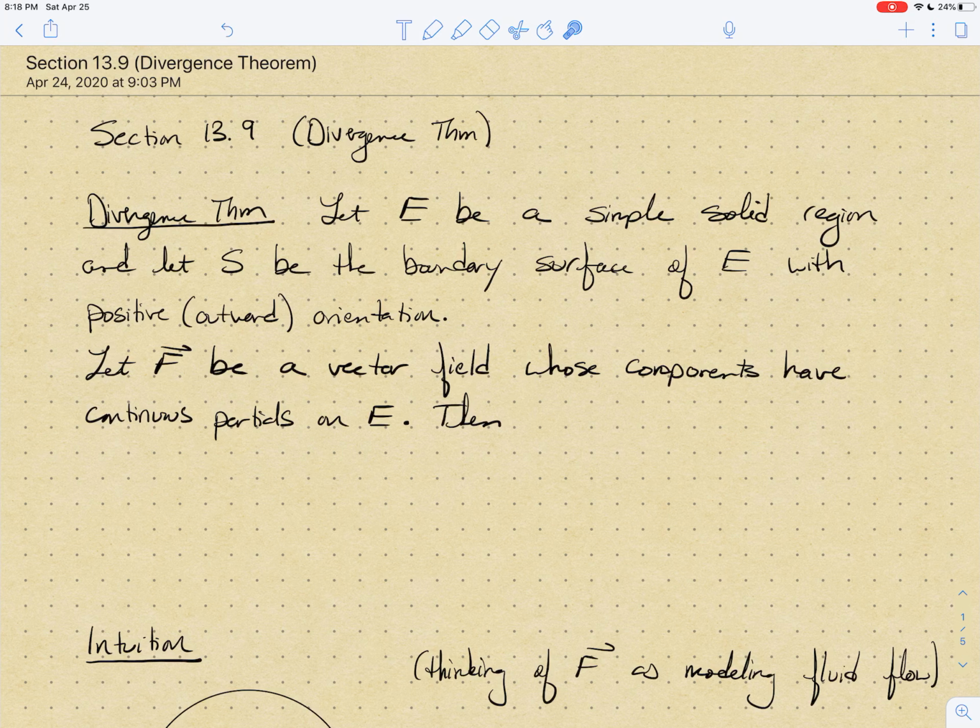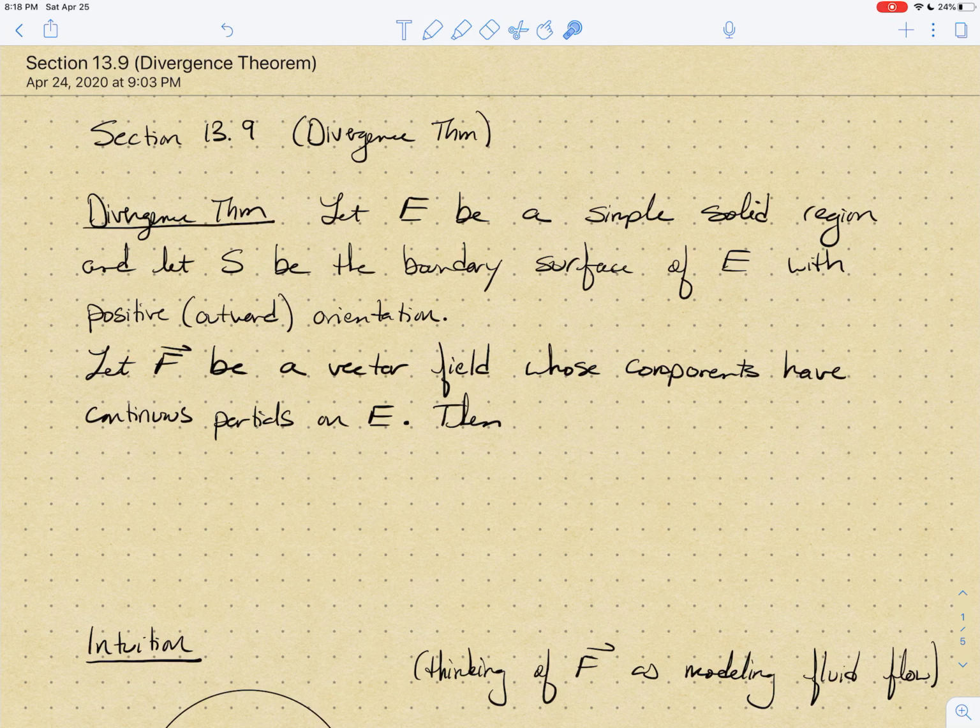Let E be a simple, solid region, just meaning no holes. The boundary is all sort of nice. Everything is nice, whatever that means. And let S be the boundary surface of E, with positive, which means outward, orientation. All we're saying here is that we want to pick nice solids, and we want S to be the boundary of the solid. By the way, S is a closed surface. Whatever it is, it's closed.